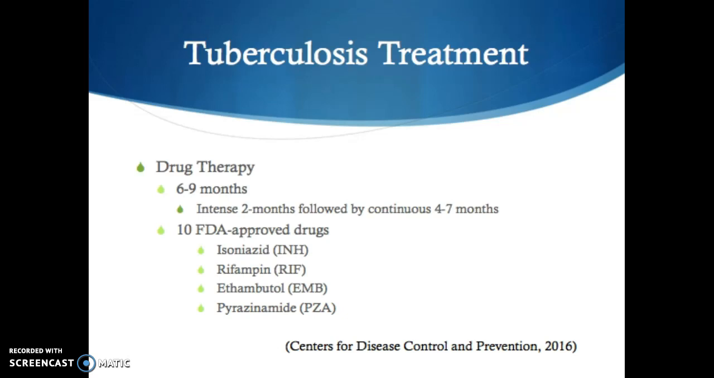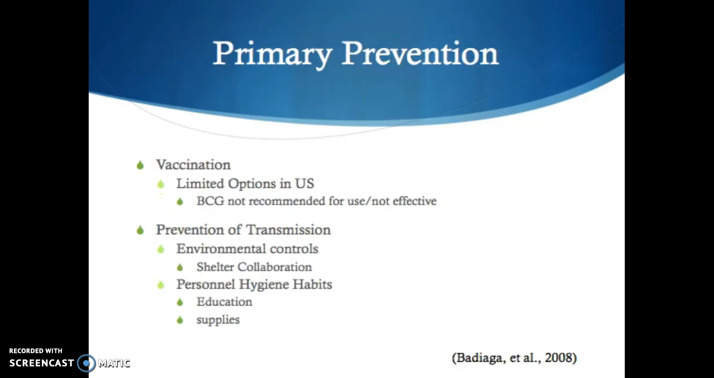Listed a couple of the drugs there. There's 10 FDA-approved drugs for tuberculosis treatment. Those are some of the top 4 that you see a lot that are used. So primary prevention for TB, it's kind of limited options in the U.S. from a vaccination perspective. BCG is not generally recommended for use, and some studies have shown it to be not effective in the adult populations from a vaccination perspective. So we really look at the prevention of the transmission in general.